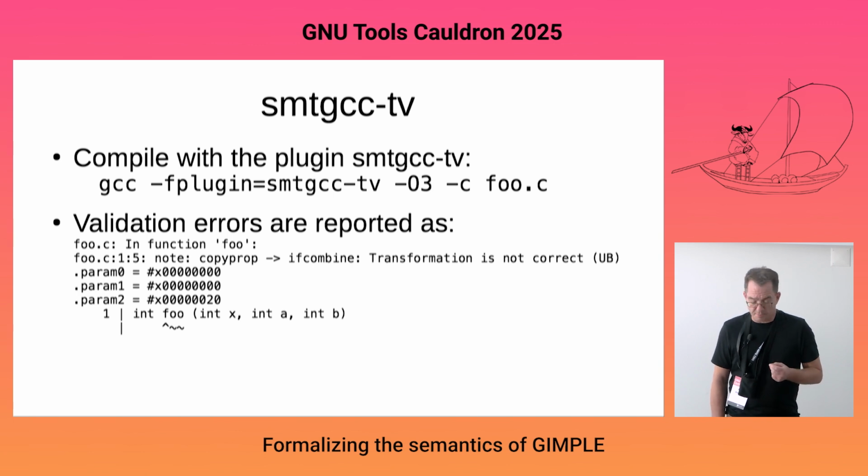It also gave an example here that if you call this function foo with x is 0, a is 0, and b is 32, then the optimized code invokes undefined behavior, and the original was okay.